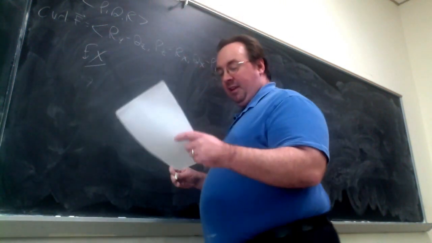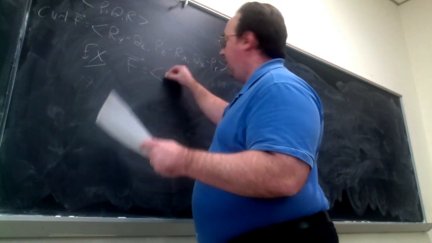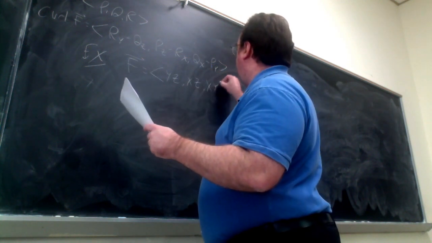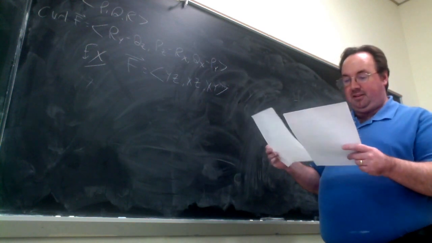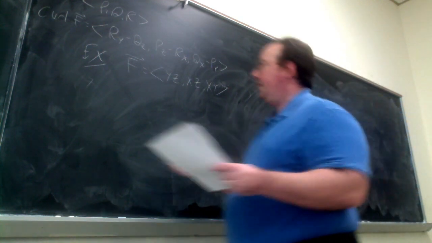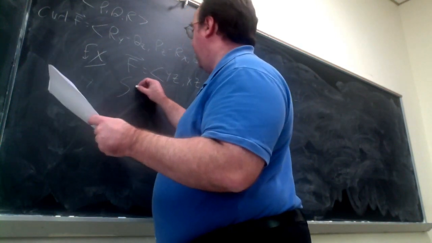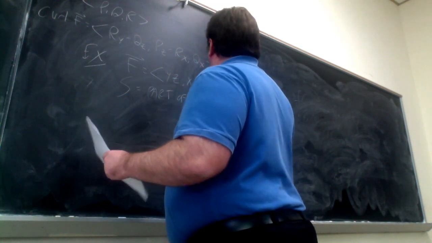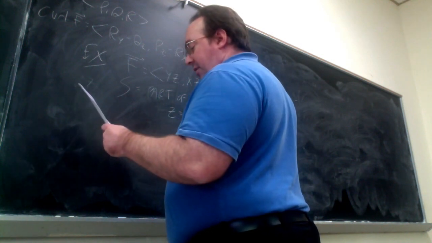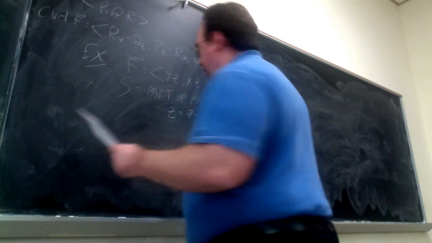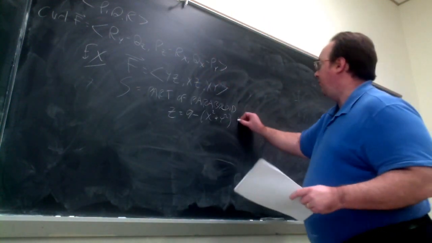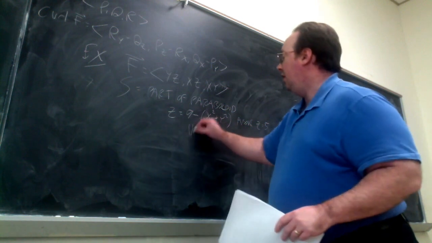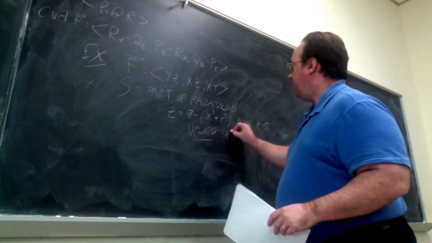So for the first example, let f be the vector field (yz, xz, xy). And the surface S is the part of a paraboloid z is equal to 9 minus the quantity x squared plus y squared that lies above a plane z is equal to 5. Also, we have upward orientation.